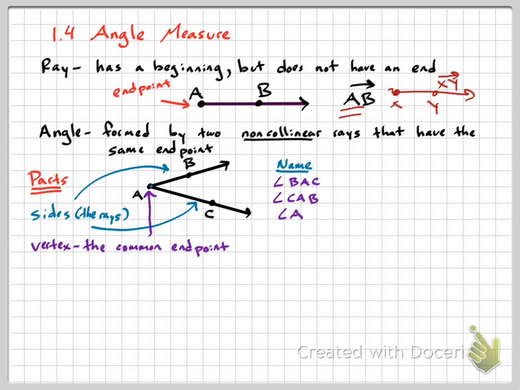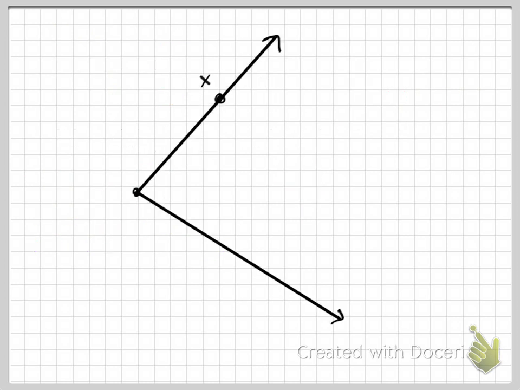All right. So let's take a look at this diagram right here. So let's rewind 1 second. And when you look at that diagram, think of what are the ways you can name this angle. There's 3 ways you could name this angle. So go ahead and pause the video and think about it.